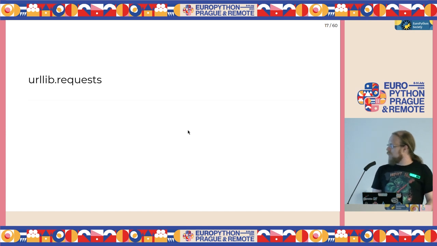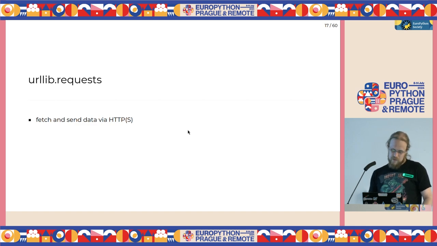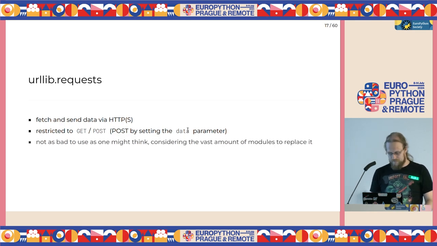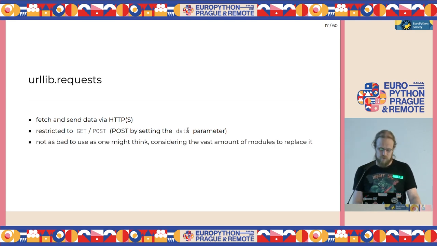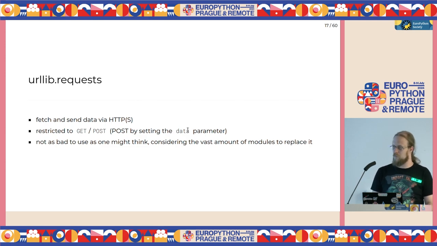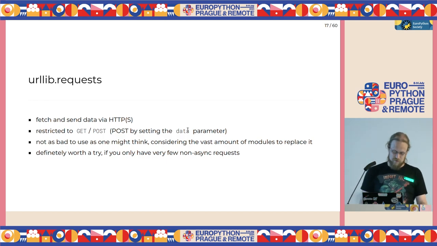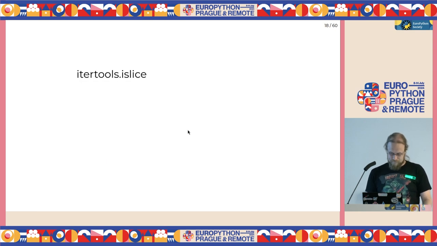Okay, then I showed you urllib requests. It's basically a very simple way to fetch and send data via HTTPS. It is restricted to GET and POST, so no PUT or DELETE requests to some API. And whether it's a POST is determined by just: if I'm sending data, it's a POST, if not, it's a GET. And it's really not as bad as one might think, considering the vast number of modules to replace it, like requests, HTTPX, async, a lot, really a lot. And it's definitely worth a try if you only have a few non-async requests you want to do and don't want to have, maybe, a super large Docker image, for example.